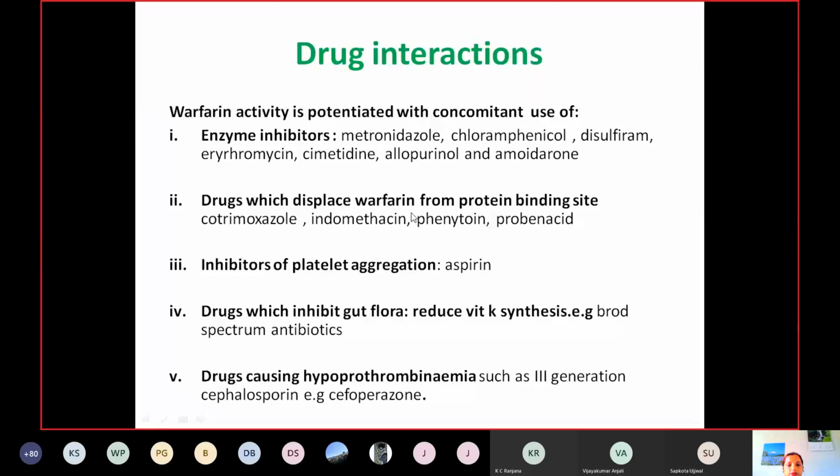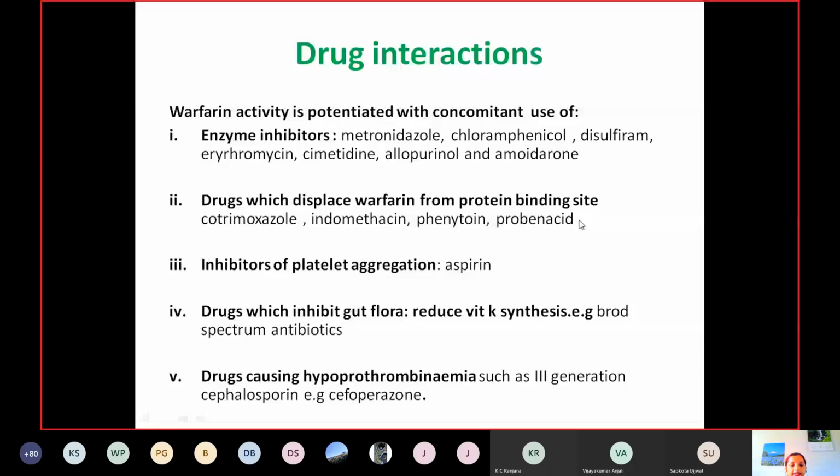Drugs which displace warfarin from the protein binding site, like cotrimoxazole, indomethacin, phenytoin, and probenecid. Okay, these drugs compete for the same binding site. So when these drugs bind to the warfarin binding site, the warfarin is released from the protein binding site, and more concentration will be in the plasma. Okay, that will increase the effect of warfarin, and that results in unnecessary side effects.